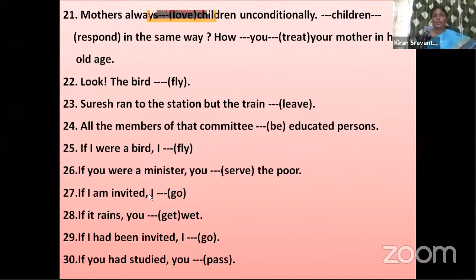Then if I'm invited, I will go. If I'm invited, the if clause is in present simple, so the main clause should be in future simple. If it rains, you may get wet. And if I had been invited, had been invited, that is the past perfect. If the clause is in past perfect tense, then I would have gone. If I had been invited, I would have gone. And if you had studied, again the if clause is in past perfect tense, so you would have passed.